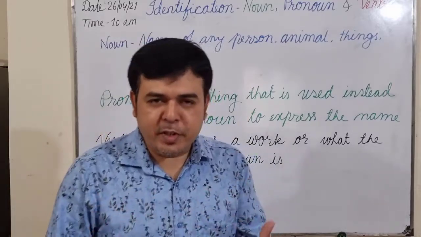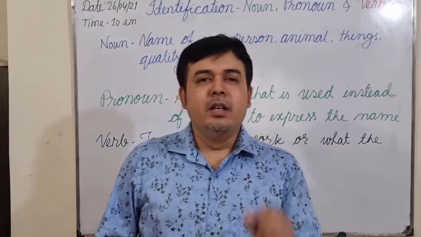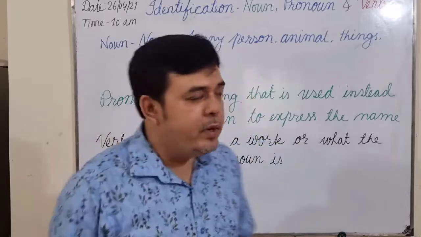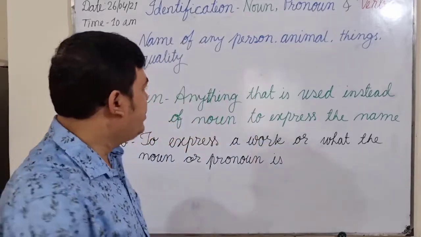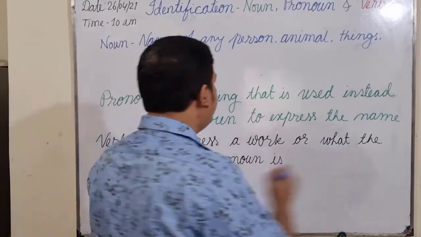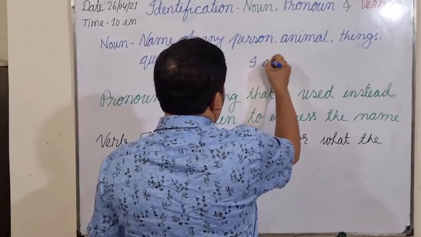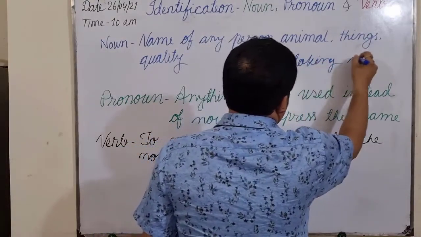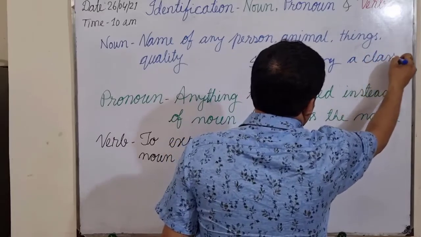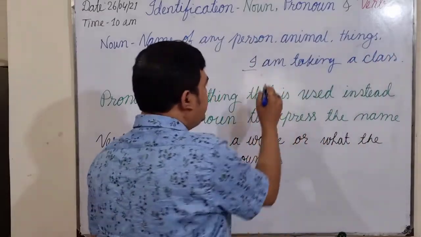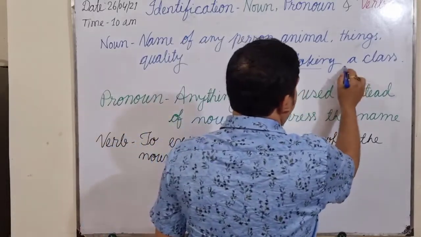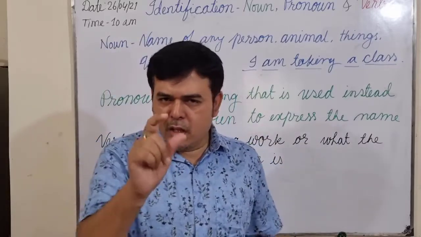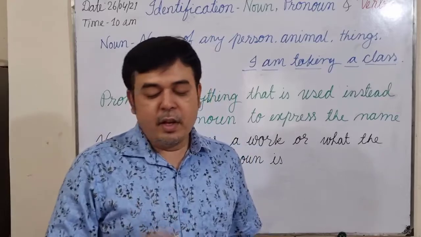We know what parts of speech are: each and every word of a sentence. For example, if I write, "I am taking a class." Here, I is a part of speech, am is another, taking is another, a is another, class is another. So each and every word of a sentence is a part of speech.